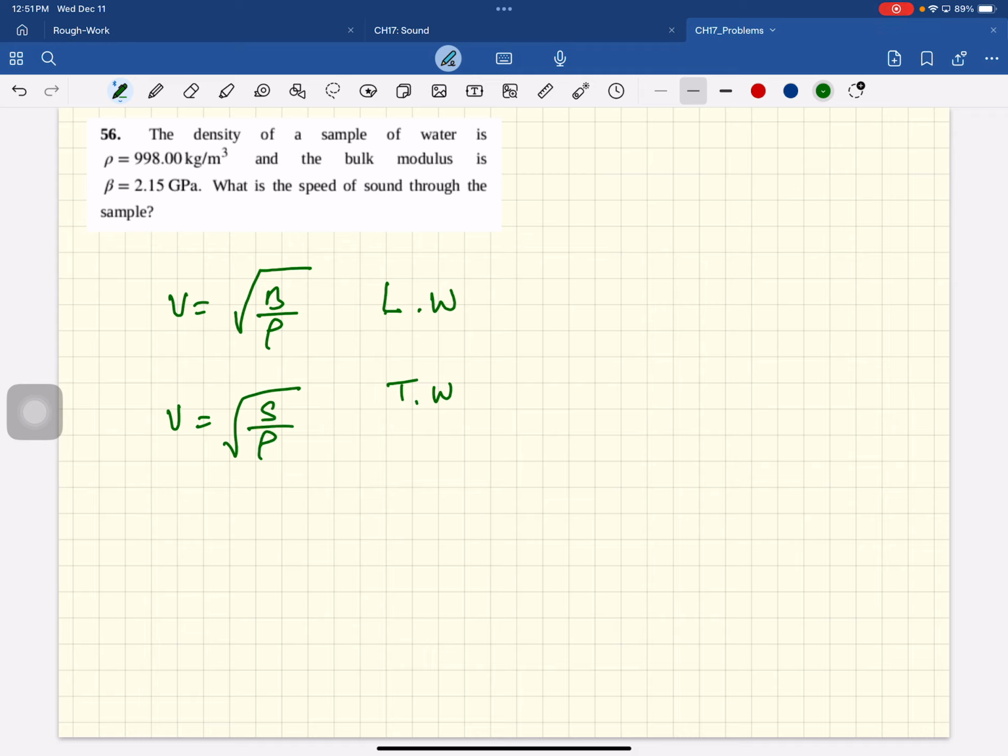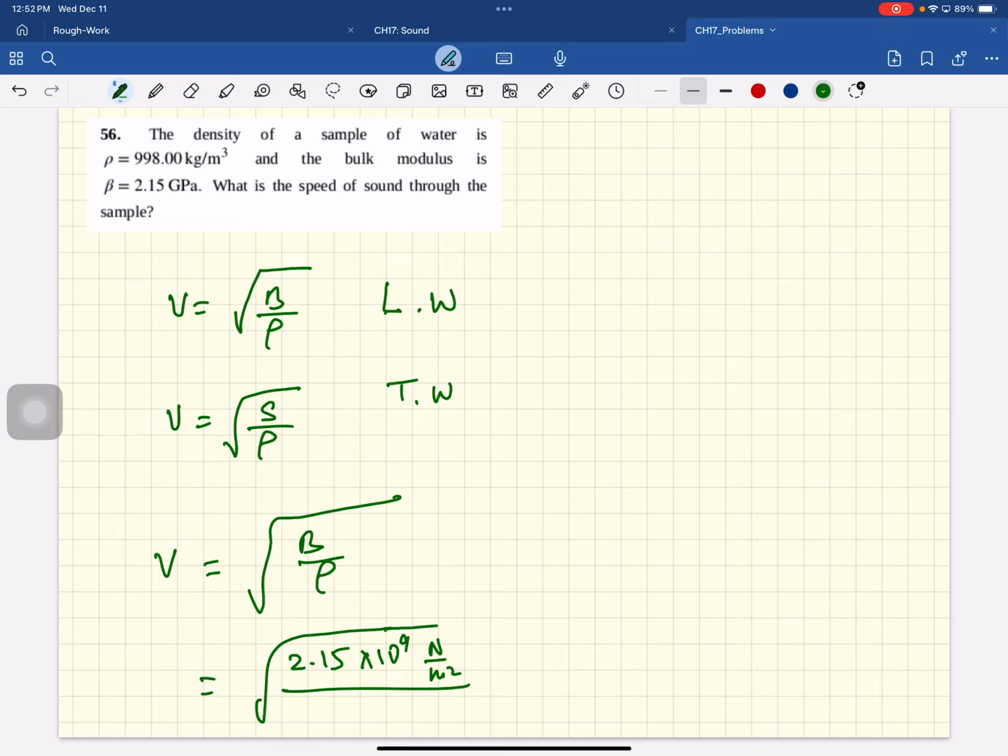Okay, so our speed: the bulk modulus is 2.15 gigapascals, 10 to the 9 pascals, which is Newton per meter square, and the density is 998 kg per meter cube. So the speed will work out to, what we'll do is divide by 1,000, that's 10 to the 6. Square root of that would be 10 to the 3. So 10 to the 3 meters per second. And what will be left is 2.15 divided by 0.998.